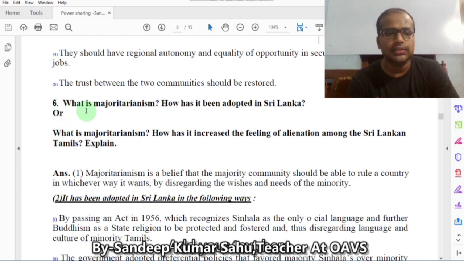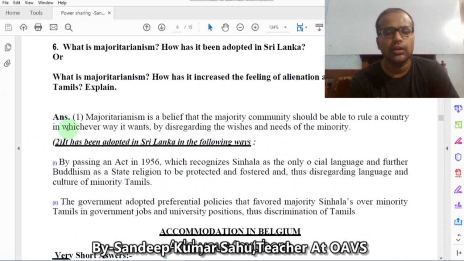Coming to question number 6. What is majoritarianism? How has it been adopted in Sri Lanka? Or what is majoritarianism? How does it increase the feeling of alienation among Sri Lankan Tamils? Explain. So both have the same answer.